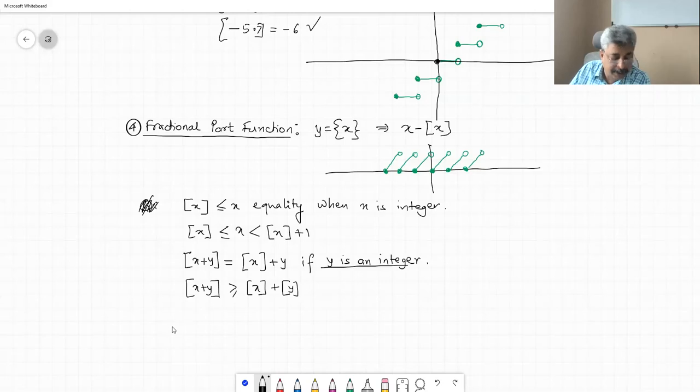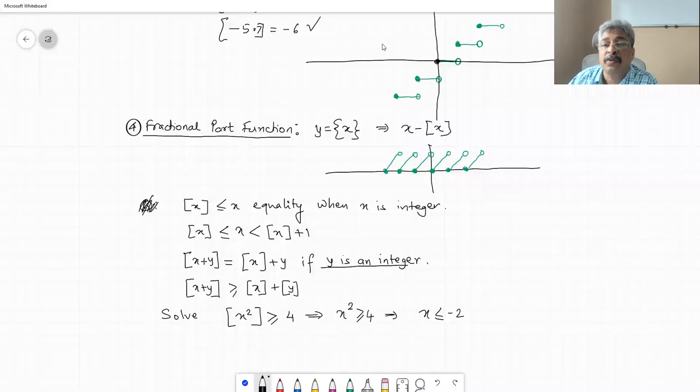Find values of x such that, or maybe I can call you solve, greatest integer function of x square is greater than or equal to 4. Greatest integer x square is greater than or equal to 4 implies x square greater than or equal to 4 implies x less than or equal to minus 2 or x greater than or equal to 2.